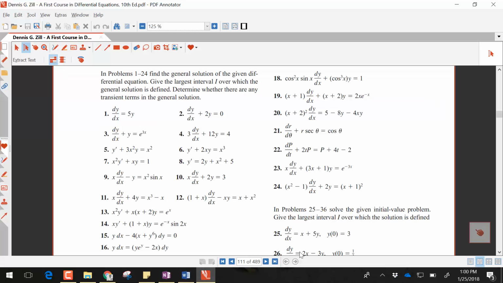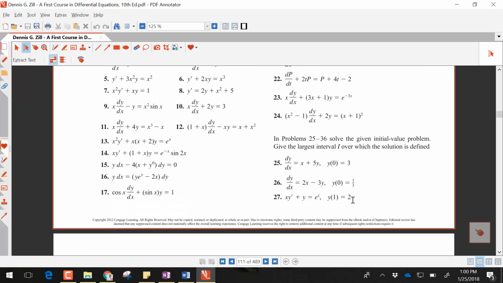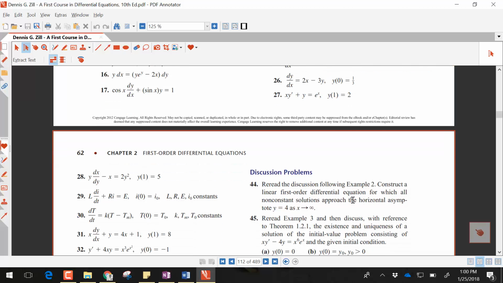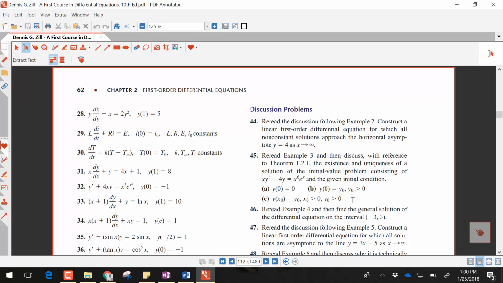All right, the initial conditions come around in number 25 through 36. You got one of these, 28 through 36? Any 29? 29 is fairly simple in terms of integrating. Are we good with that? All right. I think that was one of the examples that I had.